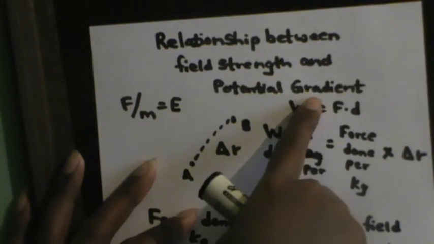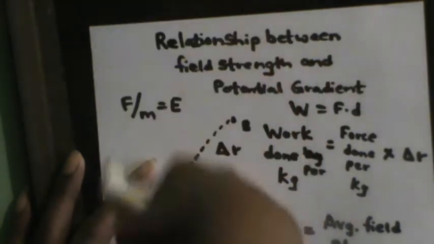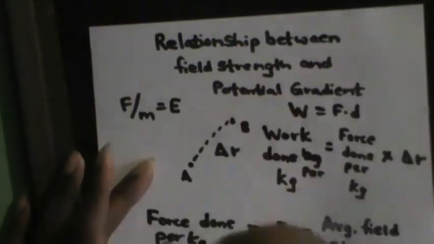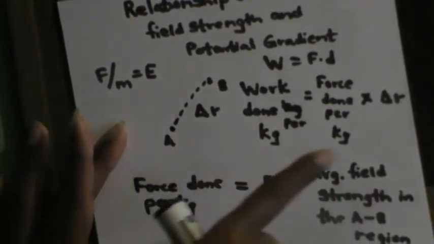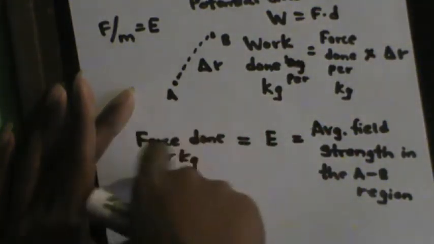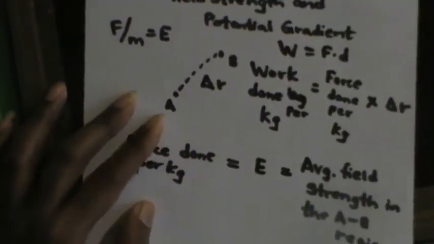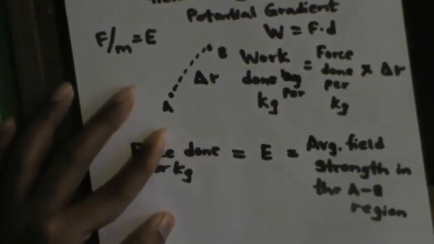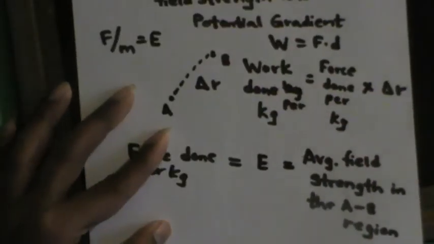I also need the value of the potential gradient, which is the potential divided by the distance. So in order to find the field strength, I would find the average field strength in the AB region, which is equal to the force done per kilogram. If I know the force per kilogram, I can find the work done per kilogram, and then build up a relationship between the field strength and the potential gradient. That is why I took work done per kilogram, not the work done by this object.